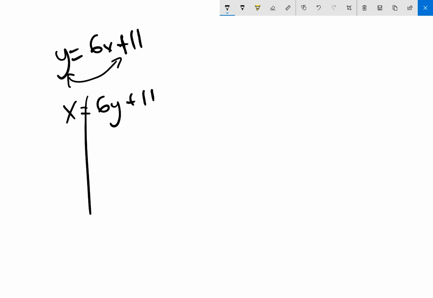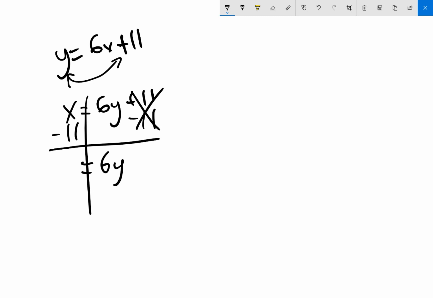Now, all I'm going to do is try to get the y by itself. Solve for y. There are 2 terms here, 6y and 11. Every time I do this, I'm going to try and move the constant term first, right? I'm not going to get too close to that y just yet. So I'm going to get rid of this 11 by subtracting 11 on both sides. Now on the right side, it disappears and leaves you just 6y. But on the left side, I have x minus 11.